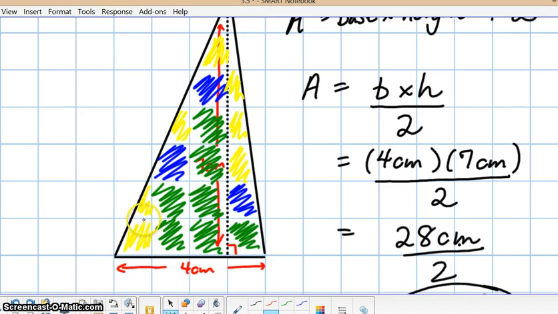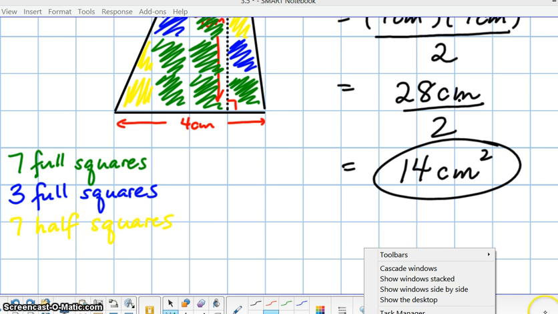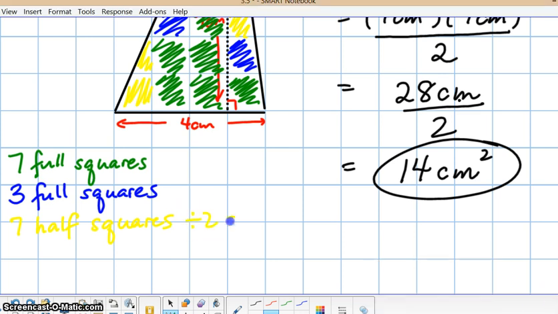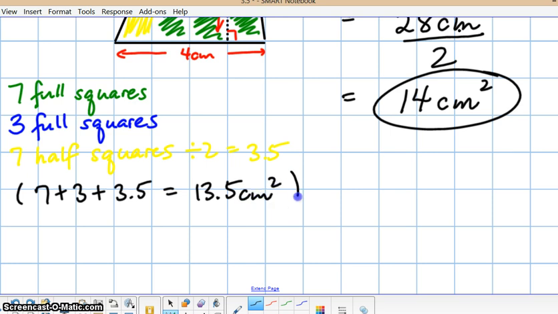So how many halves do we have? 1, 2, 3, 4, 5, 6, 7. So we've got 7 half squares. So the 7 half squares divided by 2 would actually give you 3.5 full squares. So if we added our totals here in our estimate, we would have 7 full squares plus another 3 full squares plus 3.5, and we would actually get 13.5 square centimeters as our estimate.